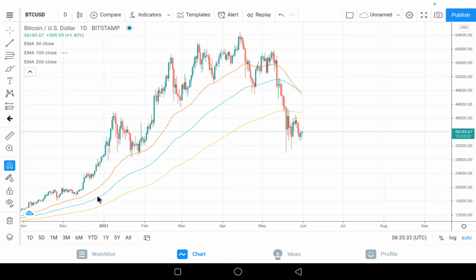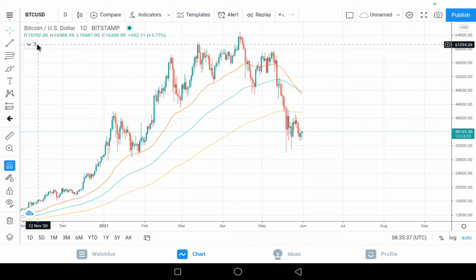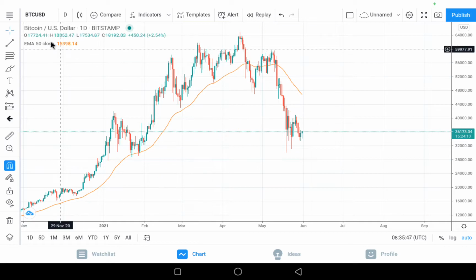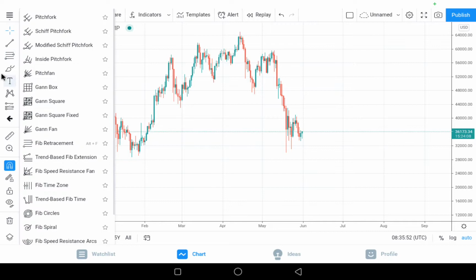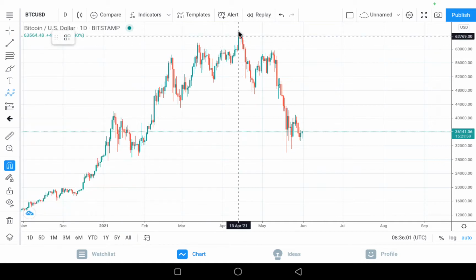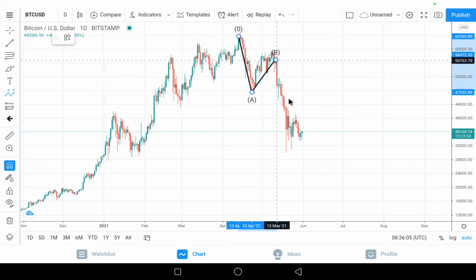Now, an ABC correction may be a little bit complex for those who don't know it, but let me just try to do a little bit of visual aid for that. So where's Elliott? So what you have is this: the ABC. So this is your 0, your A, your B, and your C.